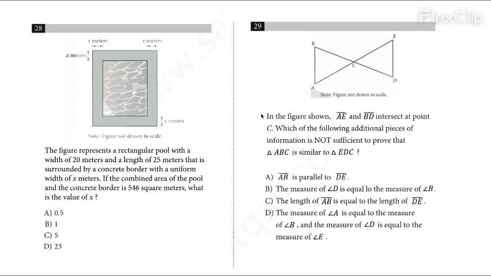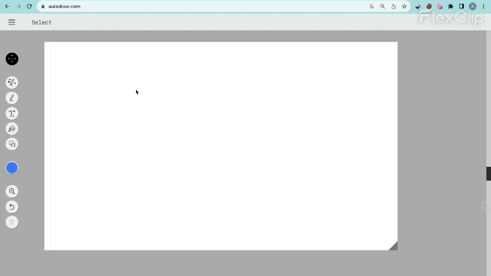All right, 28. The figure represents a rectangular pool with a width of 20 meters and a length of 25 meters that's surrounded by a concrete border with a uniform width of X meters. If the combined area of the pool and the concrete border is 546 square meters, what is the value of X? All right, so what we are trying to do right now is find the X here that separates this.